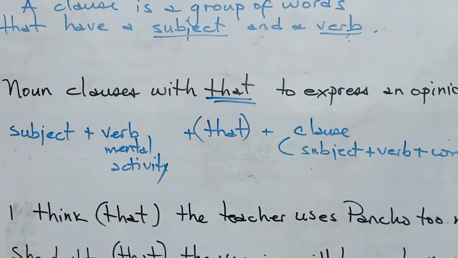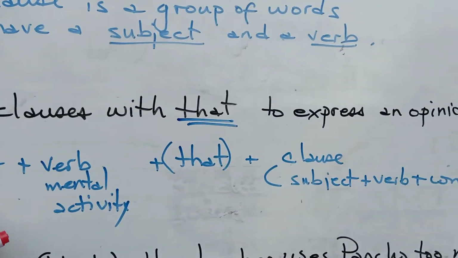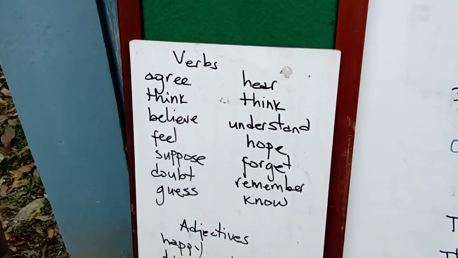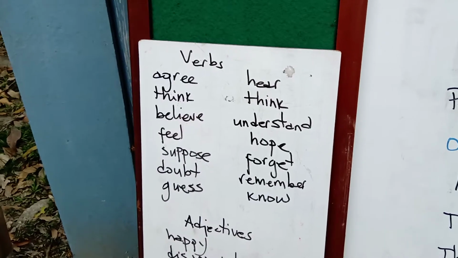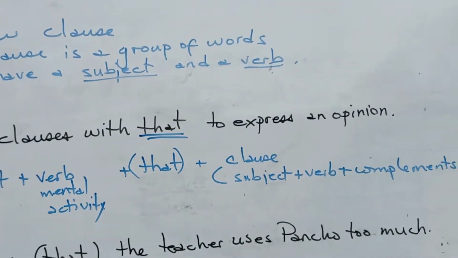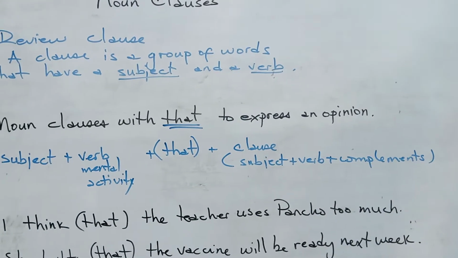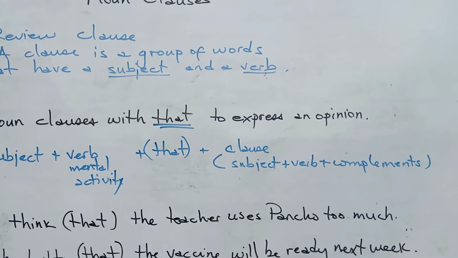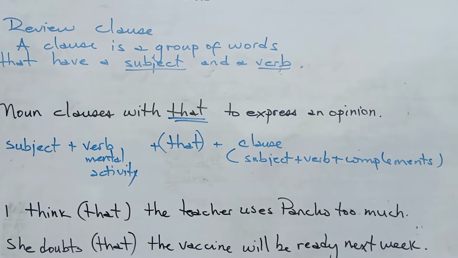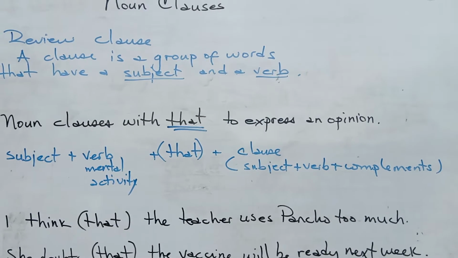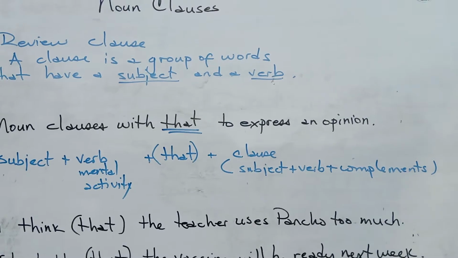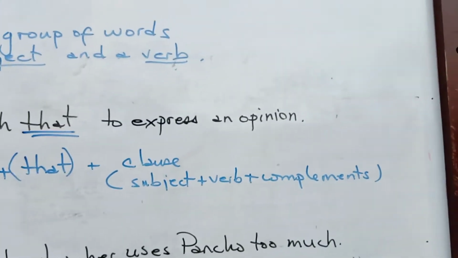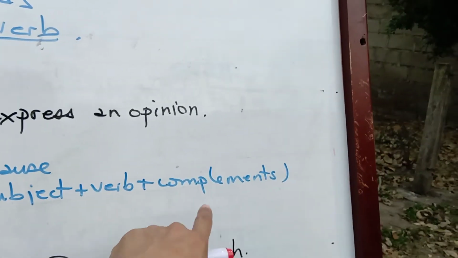When we do this, we have a sentence with a subject and a verb of a mental activity, like the ones we're going to use for opinions: I think, I agree, I believe, I feel, I suppose. Then we're going to use the word that. As you can see, that is in parentheses. That means it is optional. If I want to use that, it's okay. If I don't want to use it, that is okay as well. Then we have the noun clause. And as we said, we need to have a subject, a verb, and a complement.